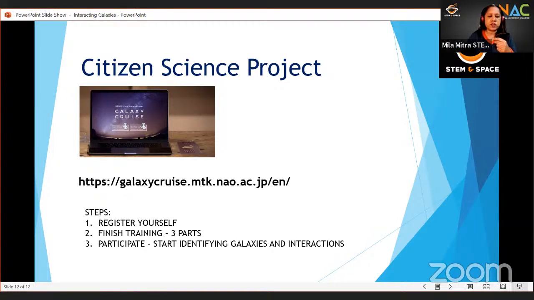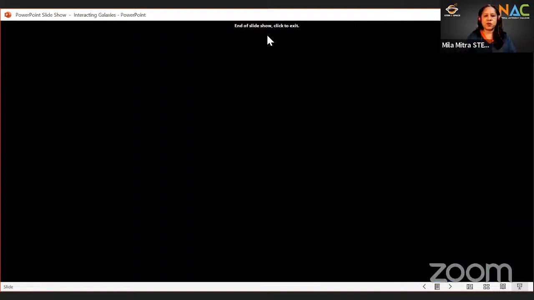You have to first register yourself. All you need to register yourself is an email ID. Then you have to finish a training, which is in 3 parts, and then you can start participating. And right now is a great time to participate because from December 11th, there is a 1-month campaign ongoing where if you identify or classify 1,000 galaxies, you will get a special certificate. Okay, so with that, I'm going to take you straight to the website.